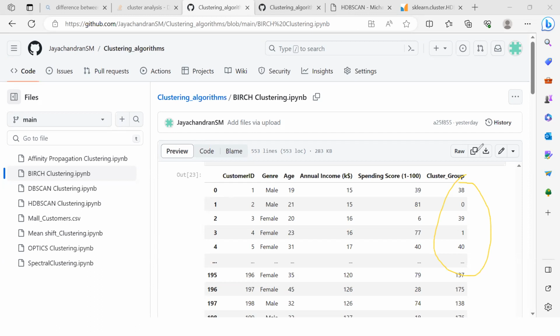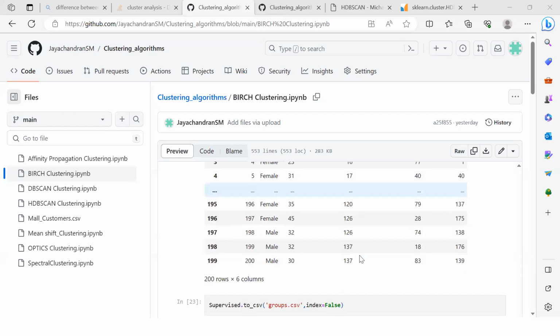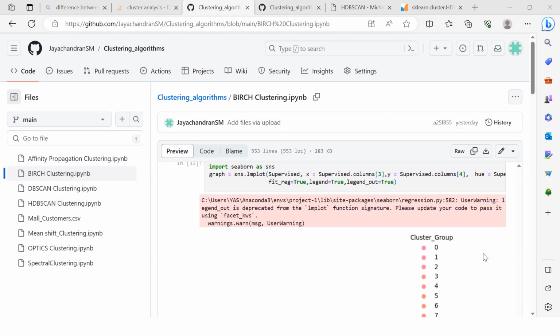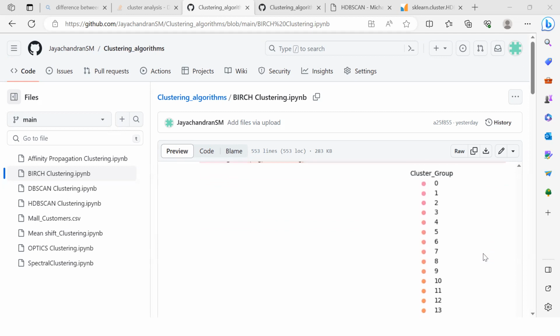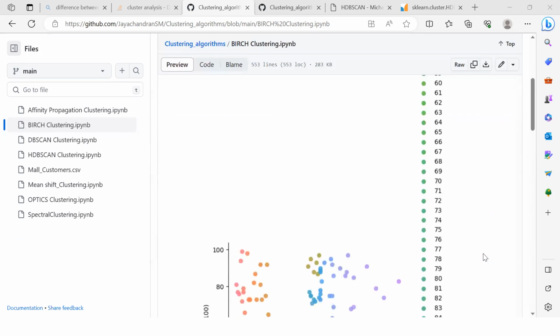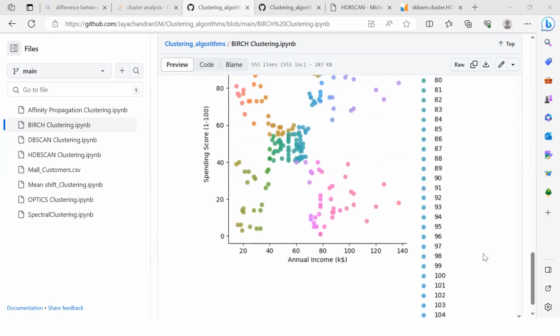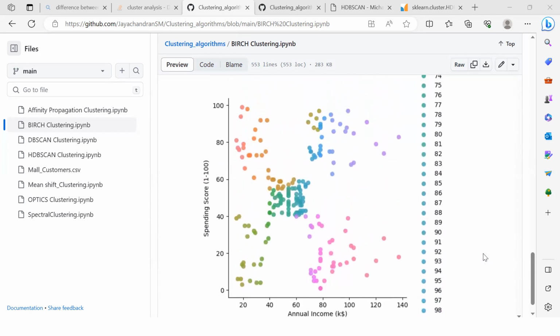After that, I'm trying to create a graph. In that graph, I created a cluster. It starts from 0 and keeps going on until I think it should be 177. Okay, it starts from 0, so it is supposed to be 176. So what I'm trying to say in this Birch clustering is that it will create a reachability distance.